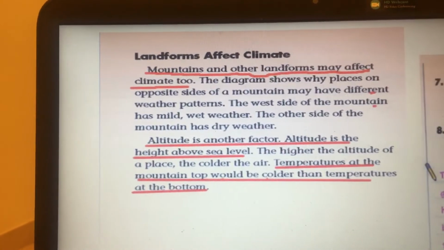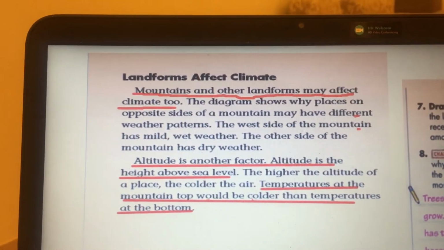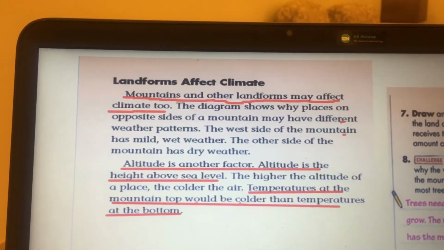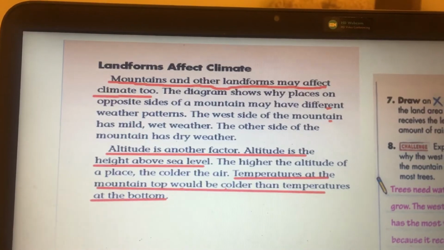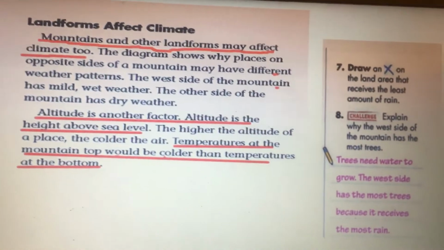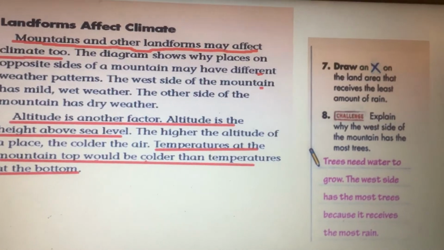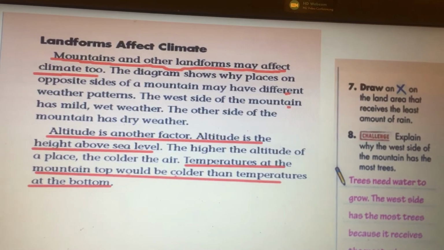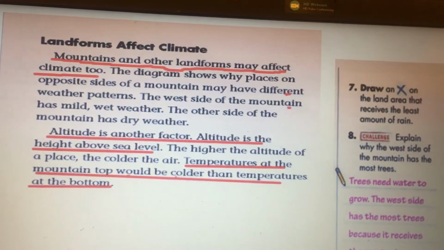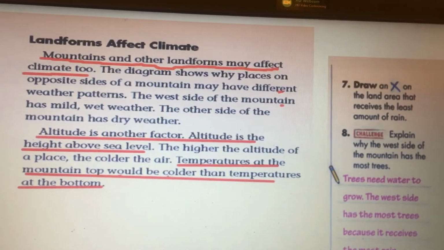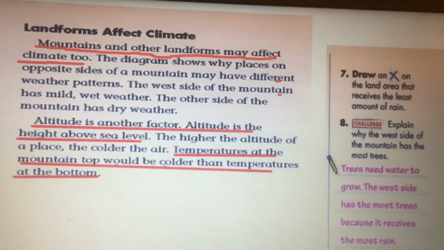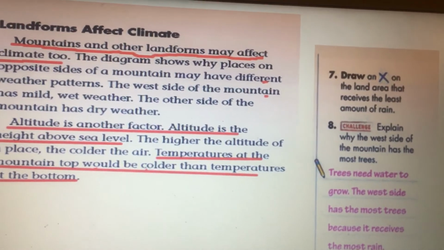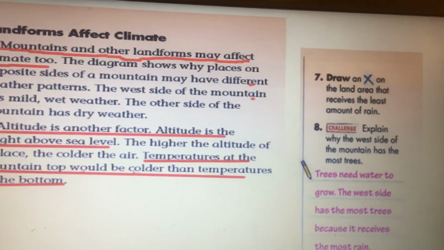Now let's answer the questions. Question number 7, put X as I told you. Now question number 8. Explain why the west side of the mountain has the most trees. If you look at the west side of the mountain, trees need water to grow. The west side has the most trees because it receives the most rain.